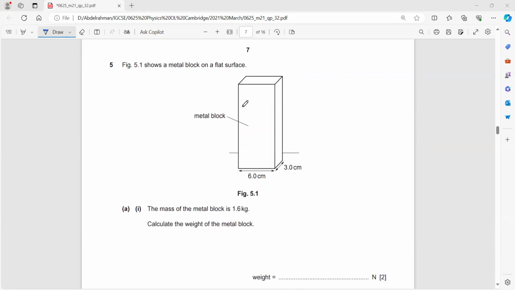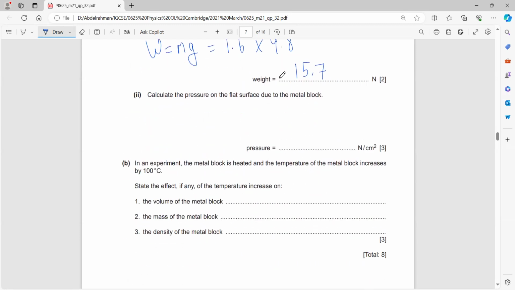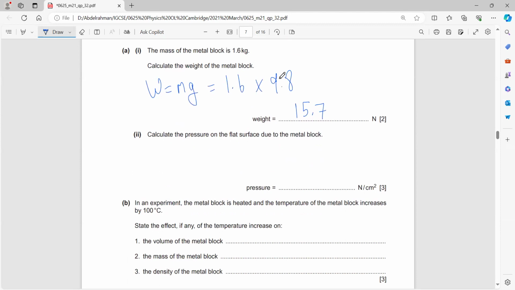Can I calculate the weight of the metal block? How can I find the weight? Weight equals mg. Mass is 1.6 times 9.8, which is 15.7 newtons. Okay.